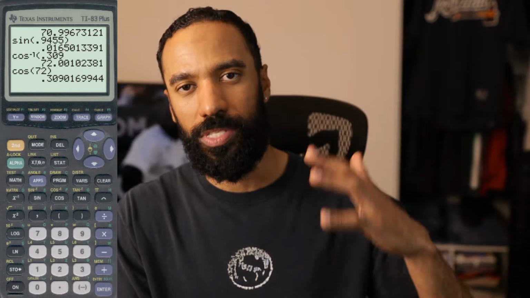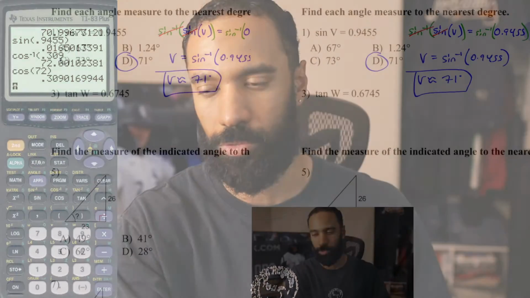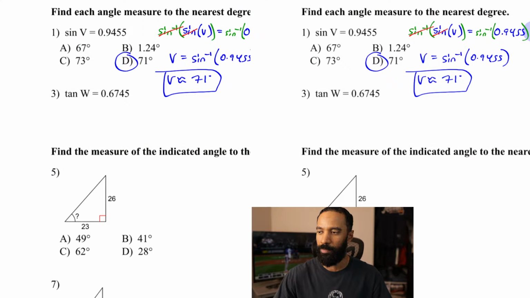0.3090169944. 72 is the angle you take the cosine of to get that ratio. Right? That's what we're doing. And I said I won't be teaching, but I am. Z is about 72 degrees.